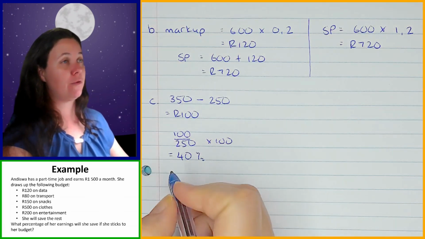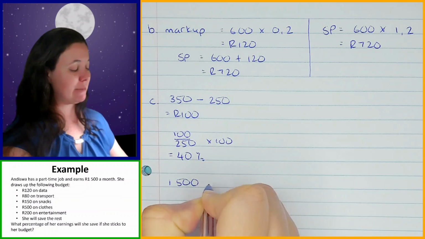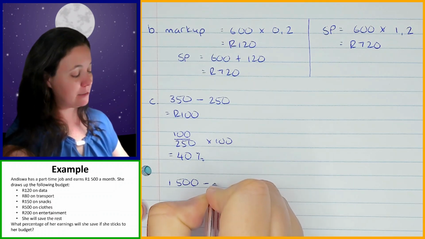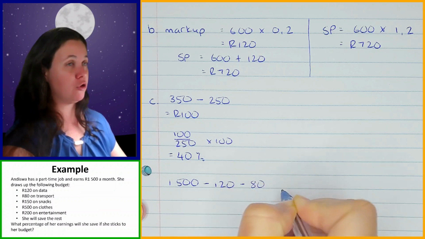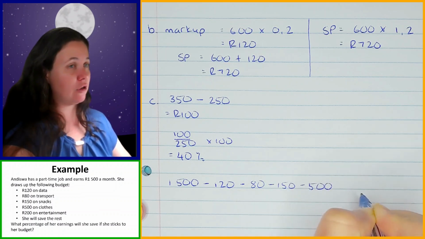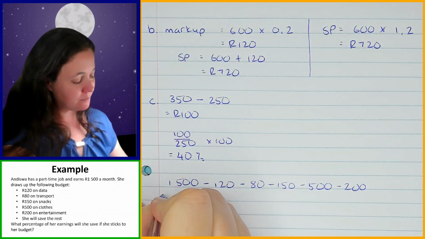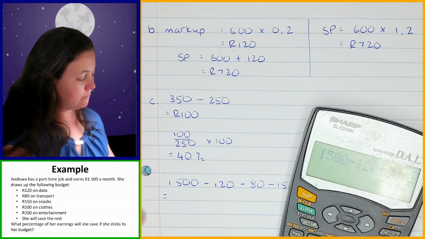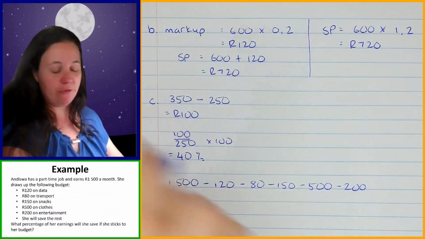Okay, so for this question, the first thing we're going to do is take that 1,500, which is the total amount of money that she is earning, and subtract everything that she has budgeted to spend on certain things. She's budgeted to spend 120 Rand on data. She's also planning on spending 80 Rand on transport and 150 Rand on snacks, 500 Rand on clothes, and 200 Rand on entertainment. Okay, so now we can work all of that out. And that gives us 450 Rand.